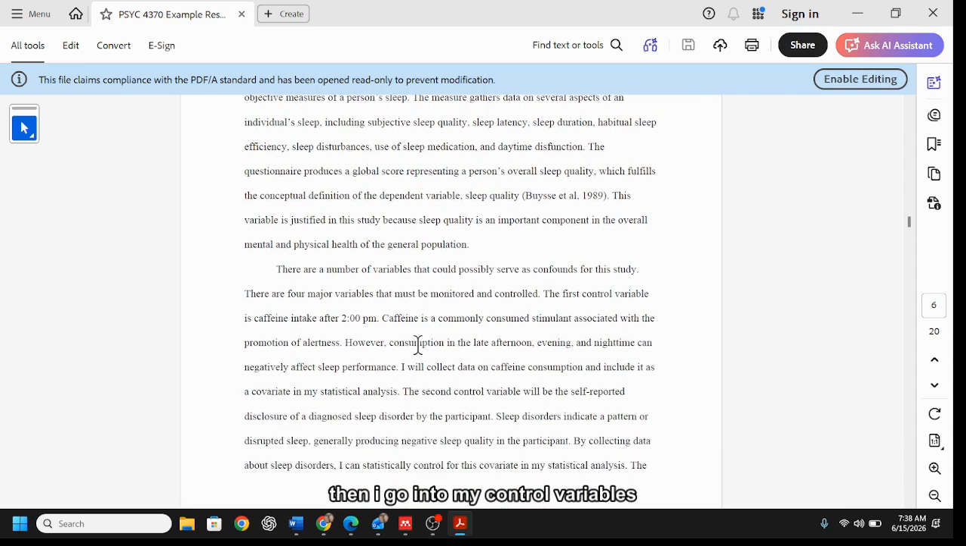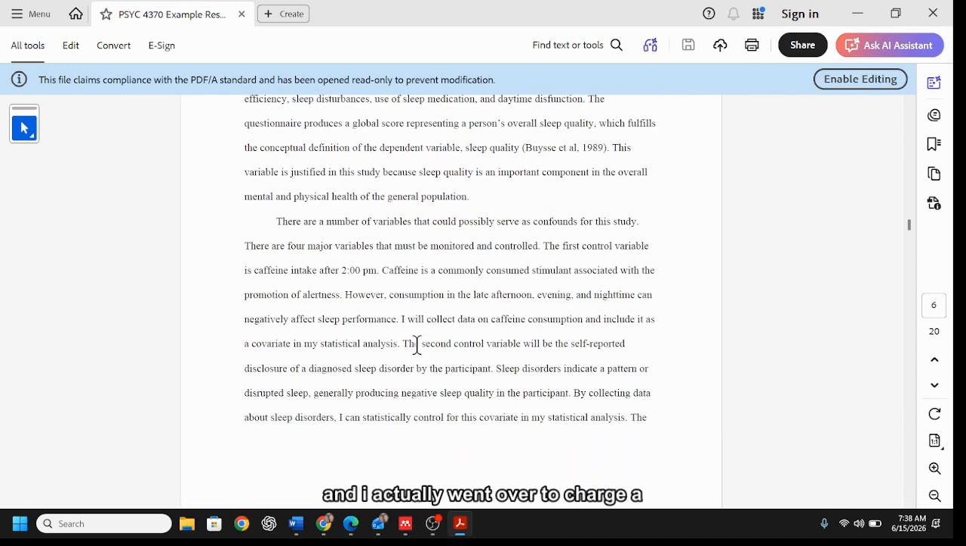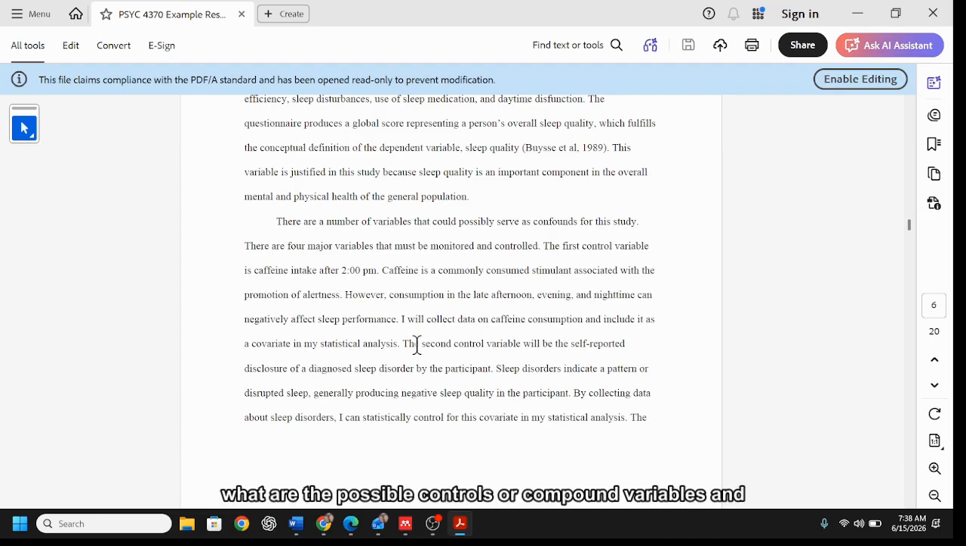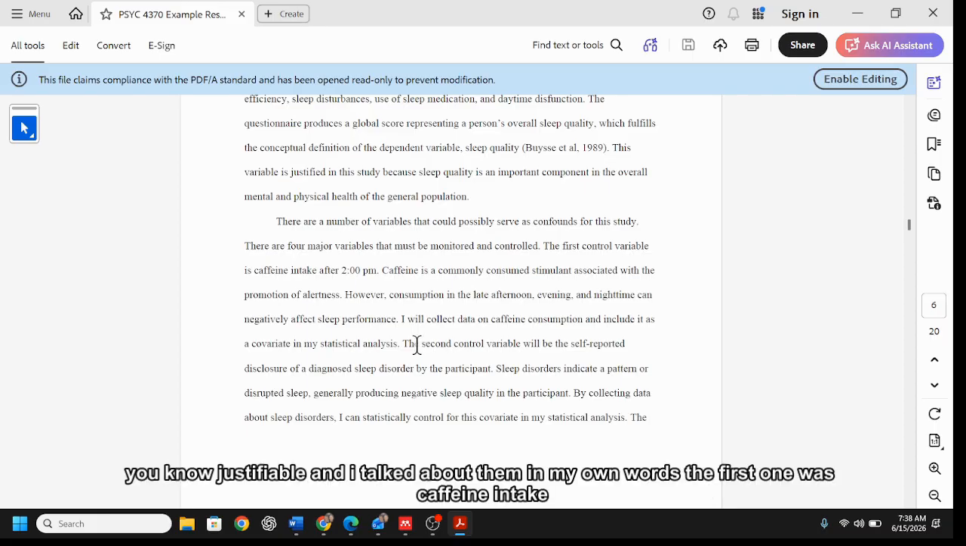Then I go into my control variables, and I actually went over to ChatGPT and I asked it, I don't know why I called it a him, but I said, hey, this is my research question. What are some possible controls or confounding variables that I need to control for in this study? And it spat out about 50 different things. Well, I picked about 4 of them that I thought would be the most justifiable. And I talked about them in my own words.